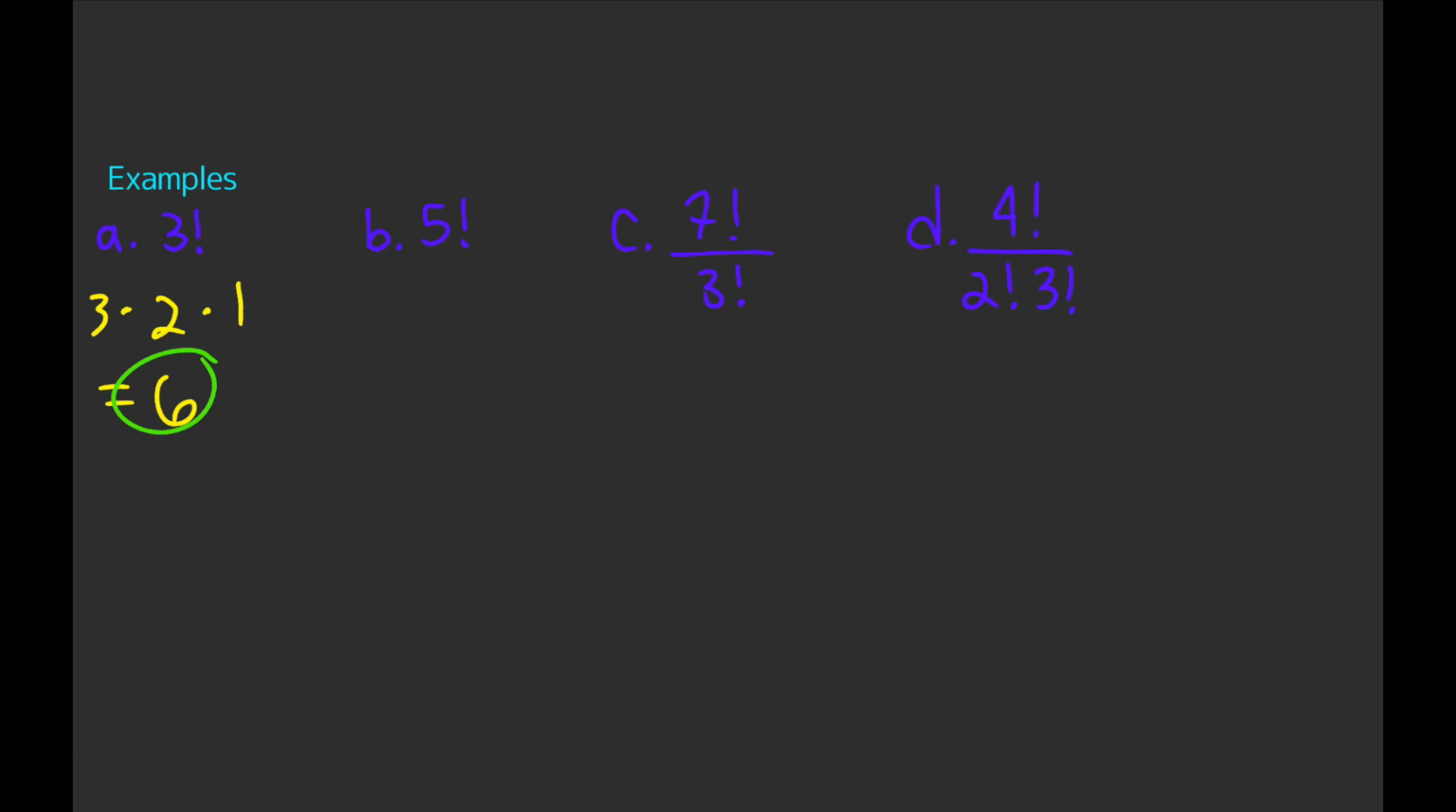Example B is 5 factorial. So that is going to be 5 times 4 times 3 times 2 times 1, which you can put in the calculator or you can solve by hand, but that equals 120.